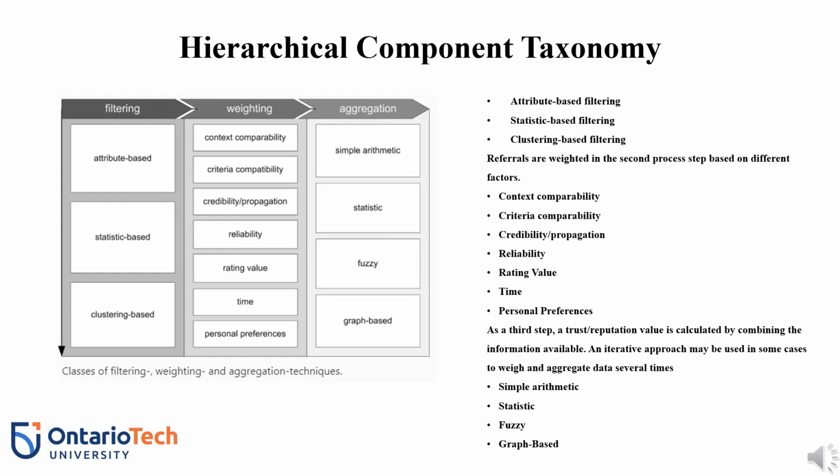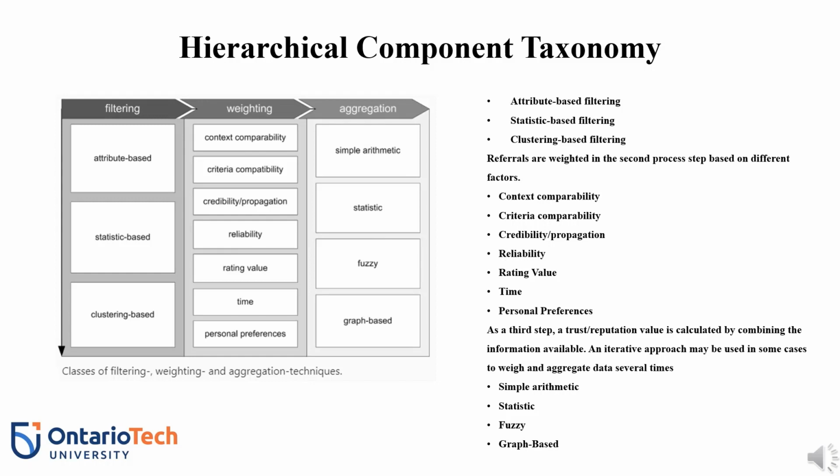Context compatibility: reputation data is always bound to the specific context in which it is created. Next is criteria compatibility. Besides the context in which feedback is created, the criteria that underlie the evaluation are important. Next is credibility or propagation. In network structures, such as in the web of trust, trust can be established along a recommendation or trust chain. Next is reliability. Reliability or honesty of referrals can strongly affect the weight of reviews.